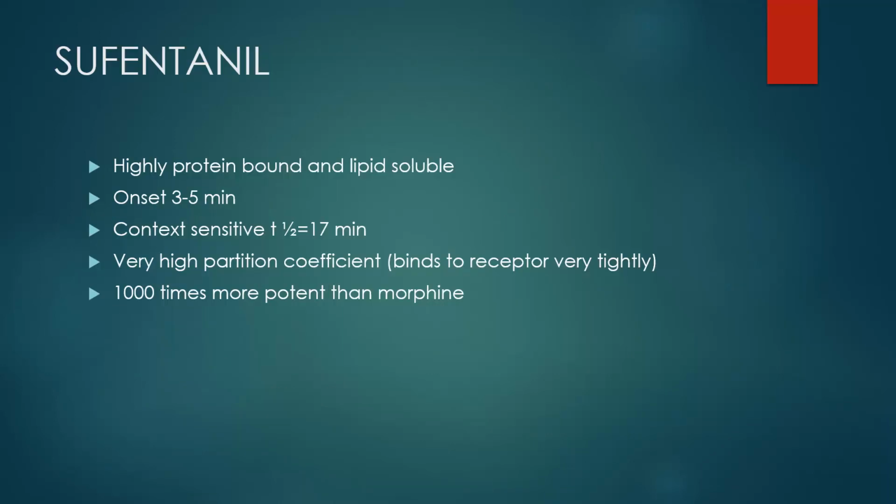Now, similar to fentanyl, sufentanil is highly lipid soluble and protein bound, but its onset is faster with a much better context-sensitive half-time, so it can be used for infusion. What separates sufentanil from other opioids is that it is the most potent opioid that we use in clinical practice. So it has a much higher partition coefficient than everything else, including buprenorphine.